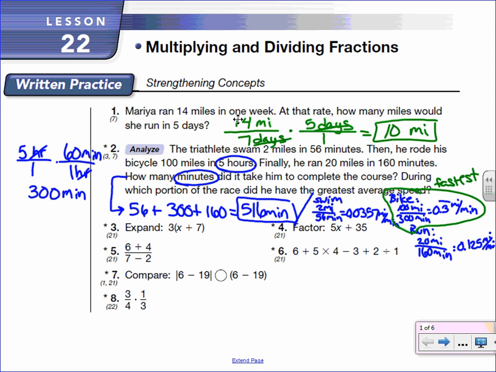Number 3 says to expand. This uses the distributive property. So distributive property says that you take the 3 and you distribute it or multiply it through. So you have 3 times x, keep the symbol that's in between the numbers, plus 3 times 7. 3 times x is just 3x. 3 times 7 is 21.